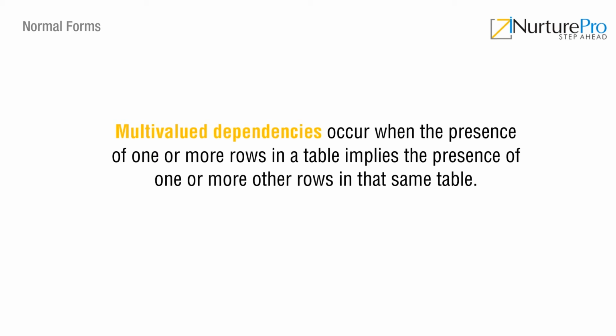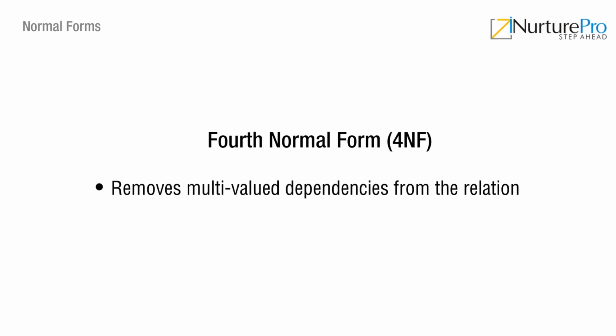There are other instances where an attribute in a relation is dependent on multiple values of the same relation. So, to overcome multi-valued dependency, further normalization to 4NF and 5NF are required. So what do you mean by multi-valued dependency? Multi-valued dependencies occur when the presence of one or more rows in a table implies the presence of one or more other rows in that same table. Hence, we can use the fourth normal form to remove multi-valued dependencies from the relation.